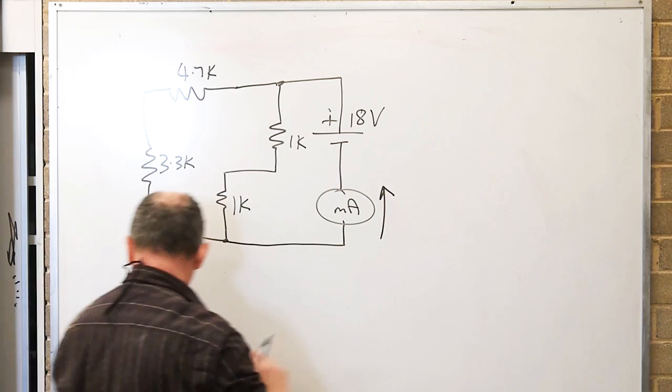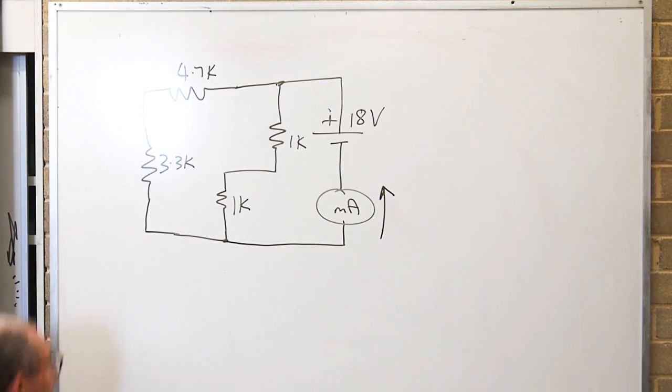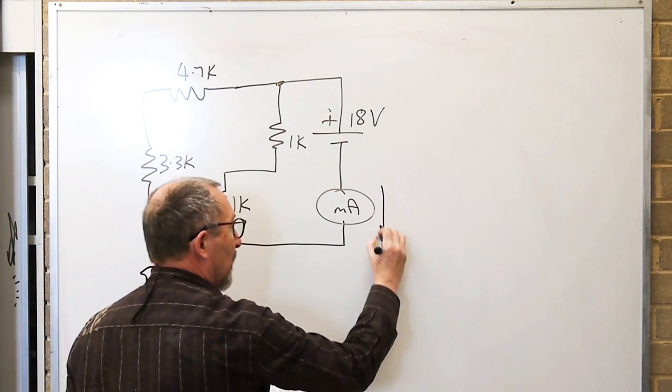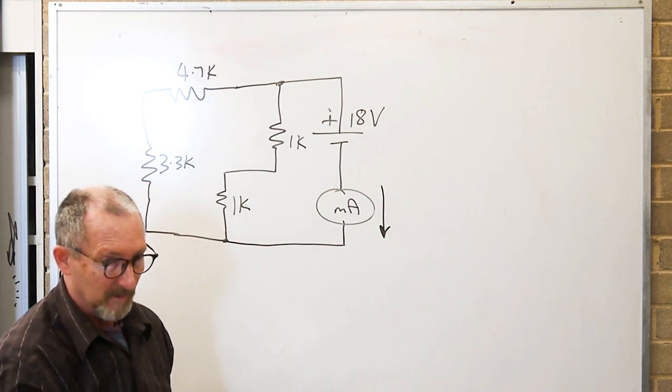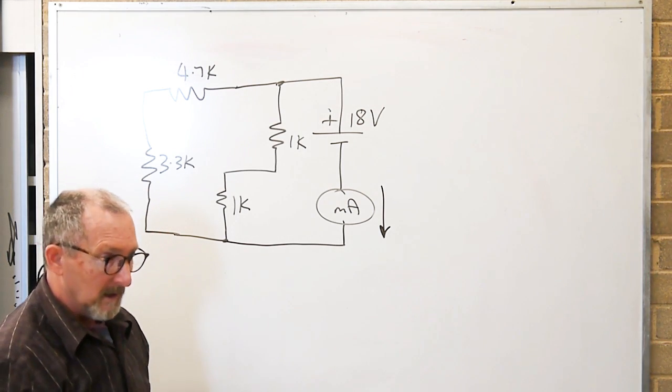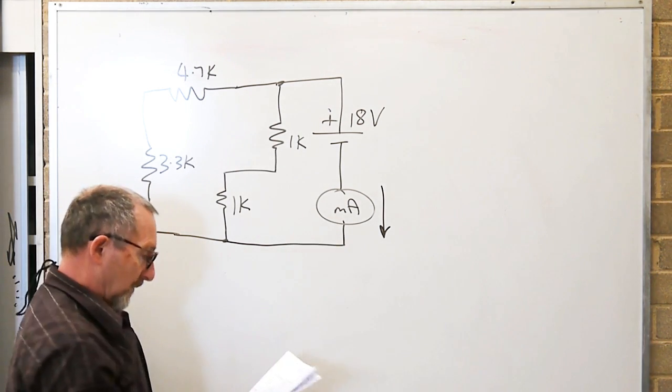So, whoops, I looked at that and I said, that's got to be a bit of a gift of a question, because there was no branch currents involved in this. It was merely work out the whole current for the circuit, and that gives you the answer for the question.